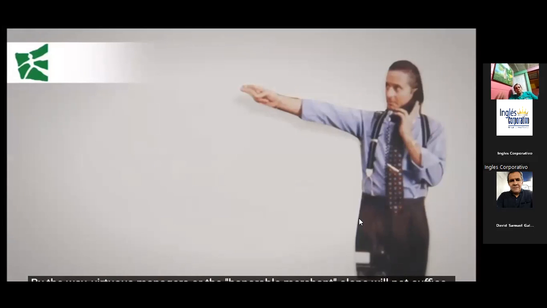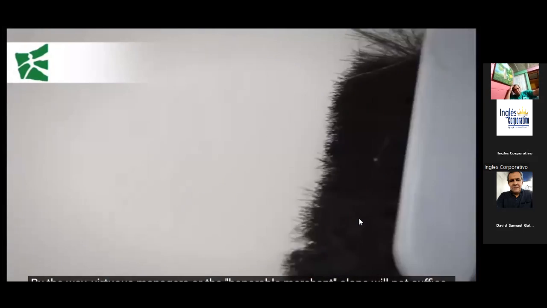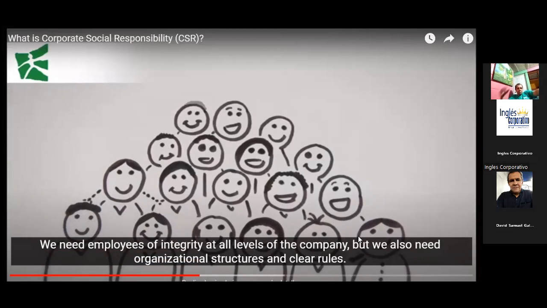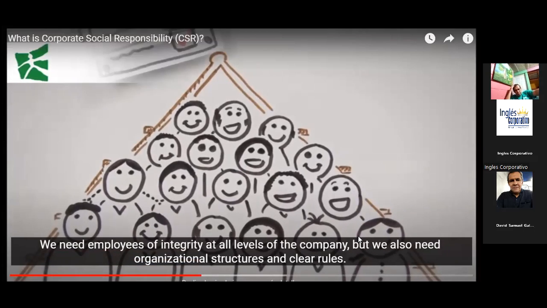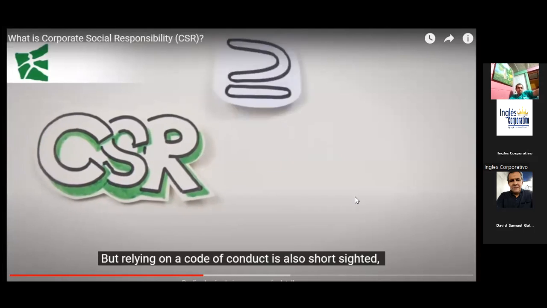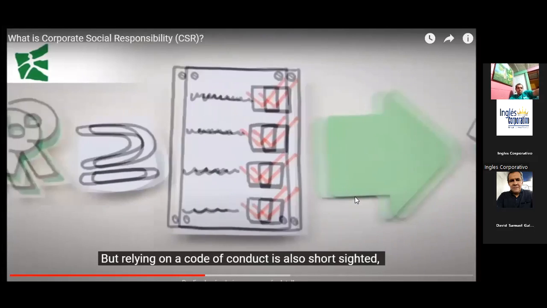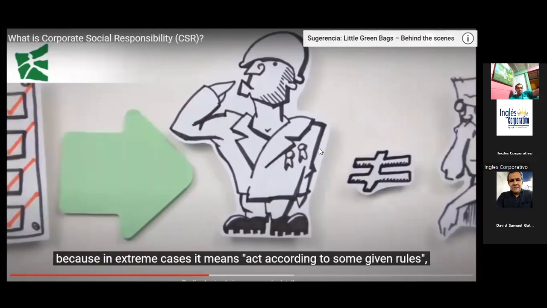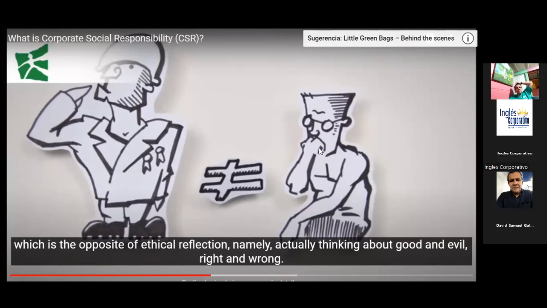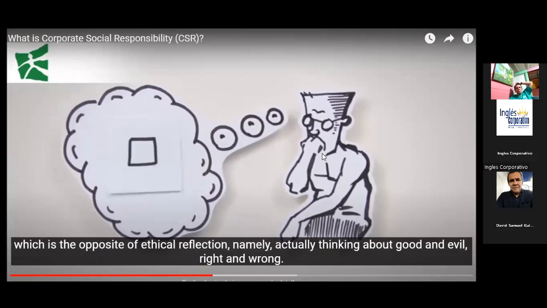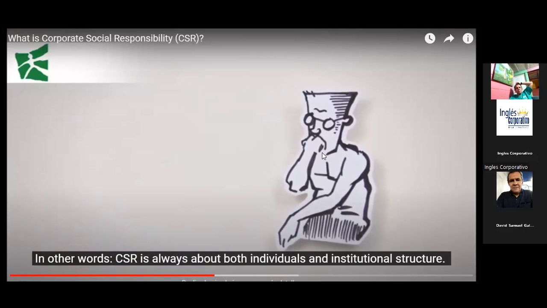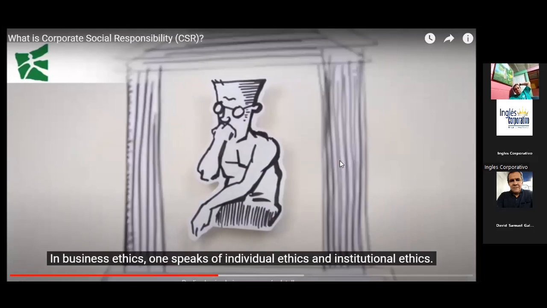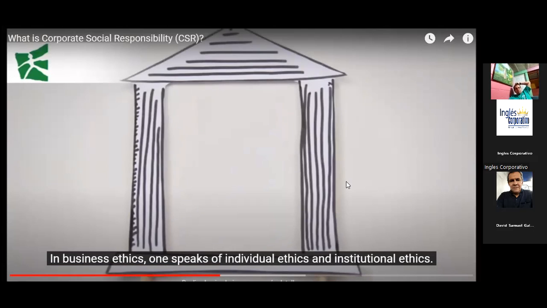By the way, virtuous managers or the honorable merchant alone will not suffice. We need employees of integrity at all levels of the company, but we also need organizational structures and clear rules. But relying on a code of conduct is also short-sighted, because in extreme cases, it means act according to some given rules, which is the opposite of ethical reflection, namely actual thinking about good and evil, right and wrong. In other words, CSR is always about both individuals and institutional structure. In business ethics, one speaks of individual ethics and institutional ethics.